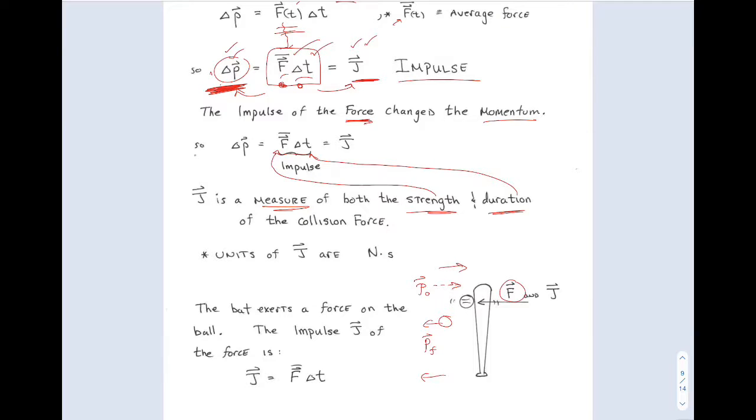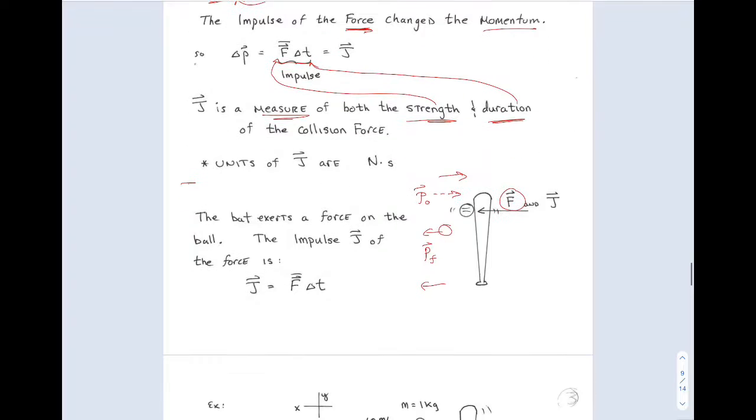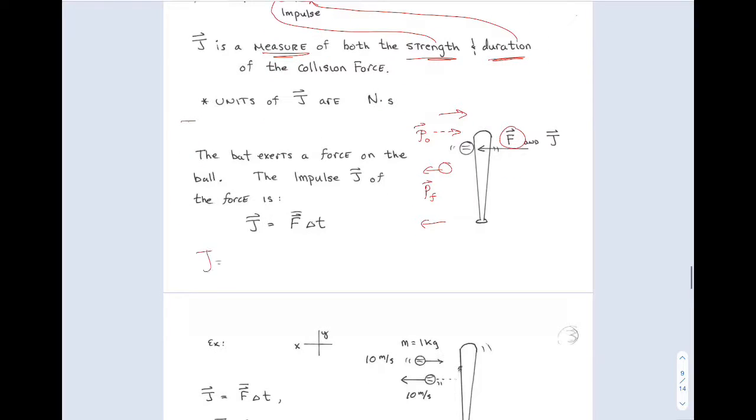Now the other weird thing is the units. If I look at impulse, I'll do it over here. So impulse, right here.